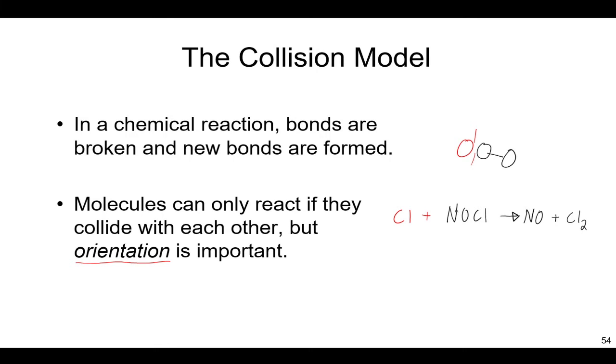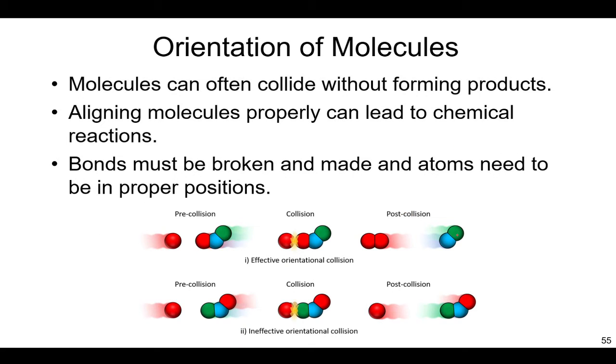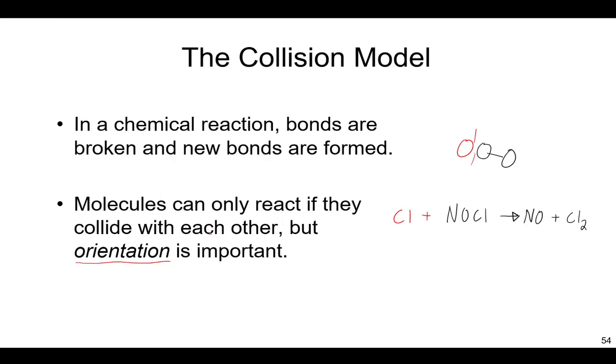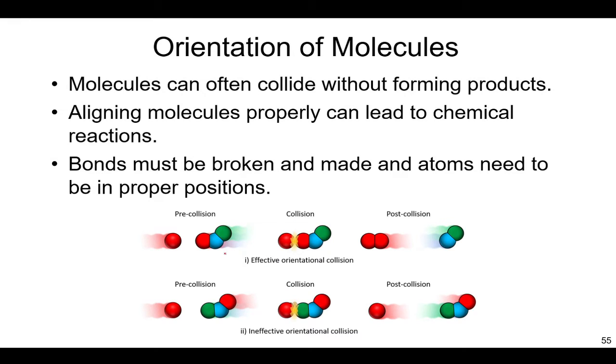Well, it's probably not going to happen if the chlorine directly bumps into the nitrogen. It seems to make sense that in order for a chlorine molecule to form, the chlorine probably has to bump into the other chlorine. So it depends on what side the collision happens on. This is a prototypical example of orientation affecting reaction. You can see it shown down here, illustrated much better than I could, in this figure that was nicely made by a friend.